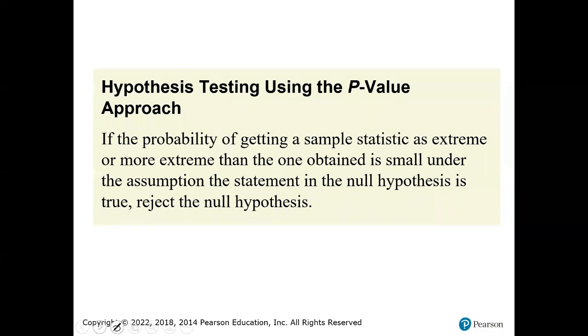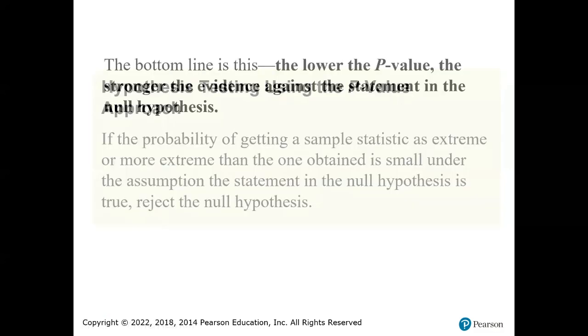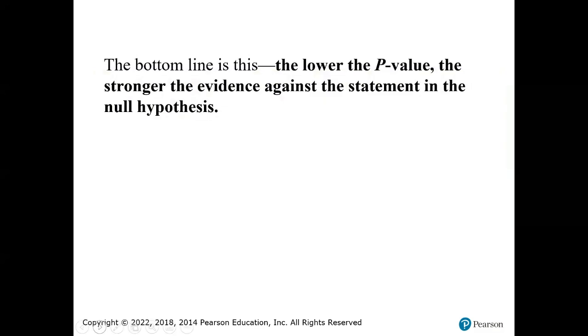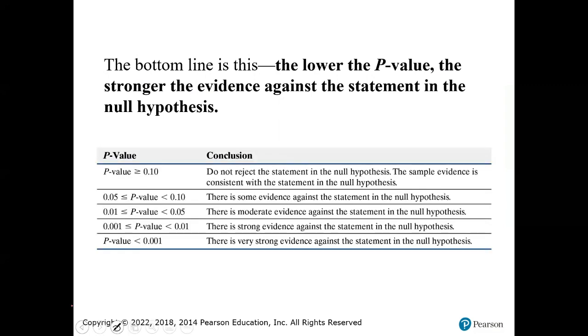Now, this may not make sense until we actually work a full example, so please just bear with me here. The smaller your p-value, the stronger your evidence is. The smaller the probability, the more unusual the result is that we got from our sample, and the more evidence we have against the null.